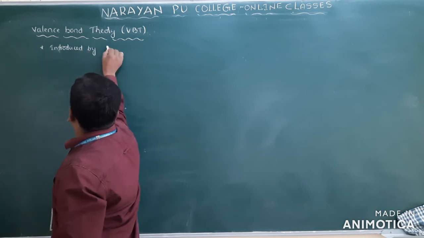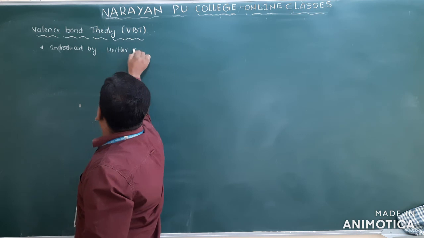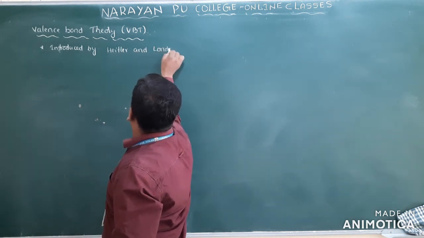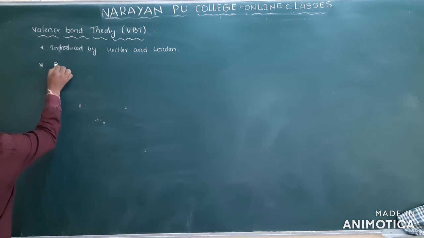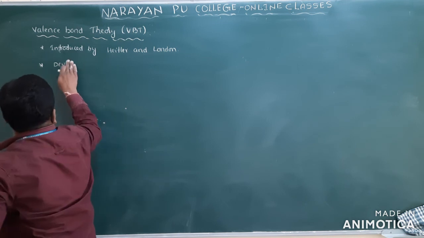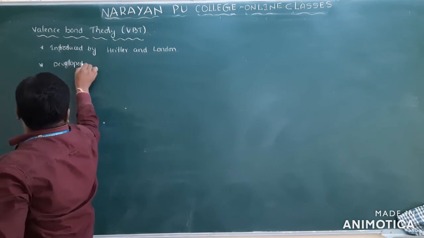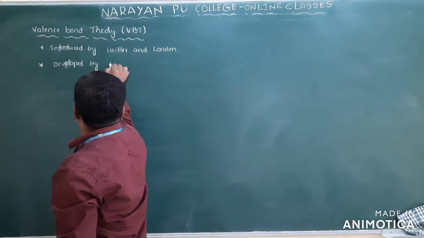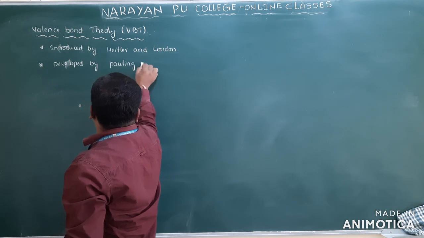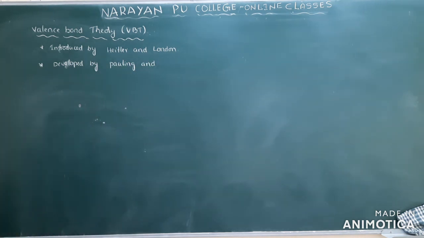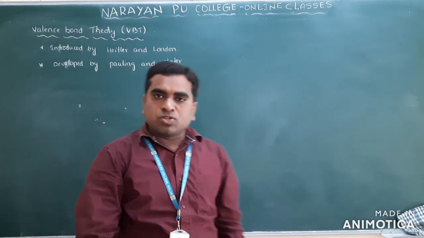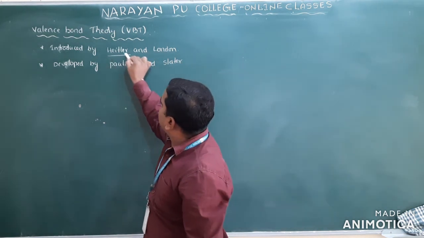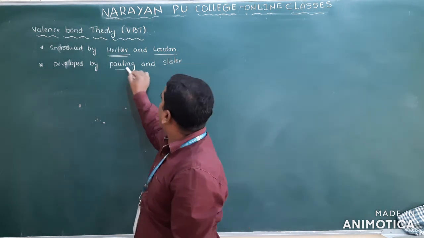by two scientists. One is Heitler and the other is London. So these are the two scientists who introduced this theory. And this theory was developed by another two scientists. One is Pauling and another one is Slater. So this theory was introduced by Heitler and London, and developed by Pauling and Slater.